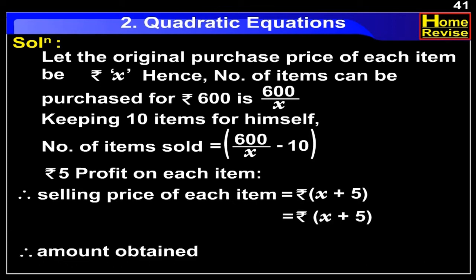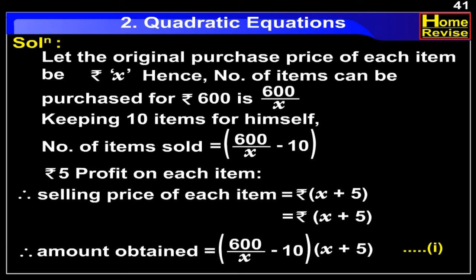Therefore, total amount obtained is equal to number of items into selling price of each item, which is equal to 600 upon x minus 10 into x plus 5. Let this be equation number 1.